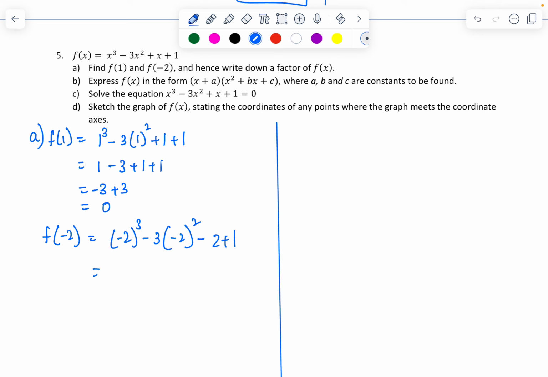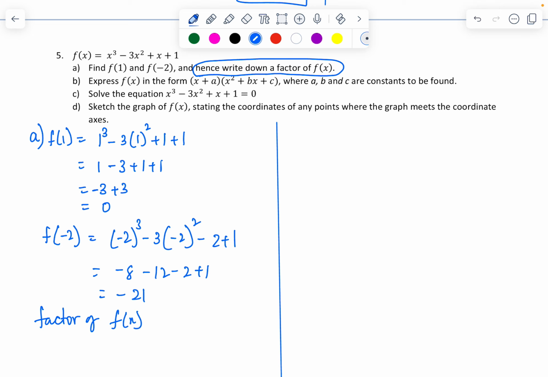So this gives me negative 8, negative 12 minus 2 plus 1, which is negative 21. The question said, hence write down a factor of f of x. So a factor of f of x is going to be x minus 1, because we got the remainder as 0 here. So the factor is x minus 1.